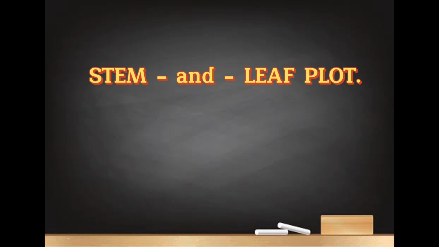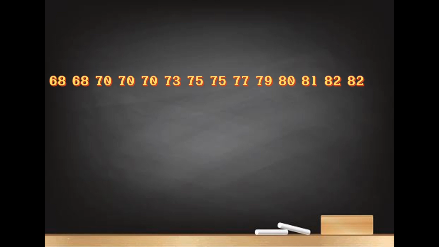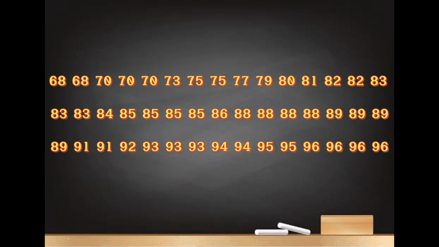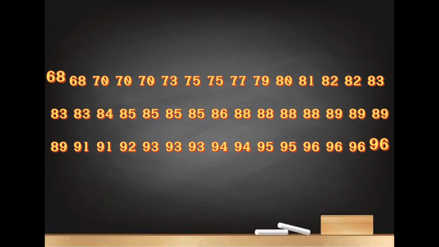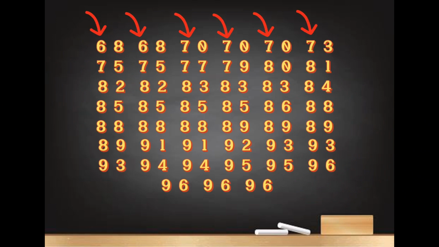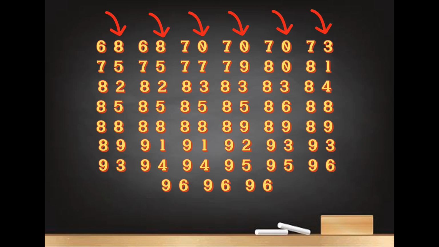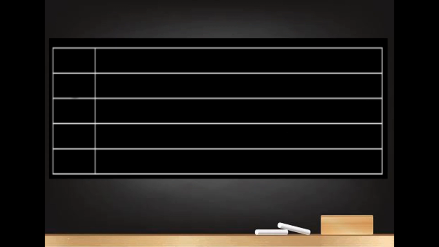To create a stem and leaf plot, the first step is to determine the smallest to the largest number in the data. For any number, the digit on the left is the stem, while the leaf goes to the right of the stem value. After identifying the stem and the leaf, create a table with 2 columns. The first or left column is the stem, while the right column is the leaf.